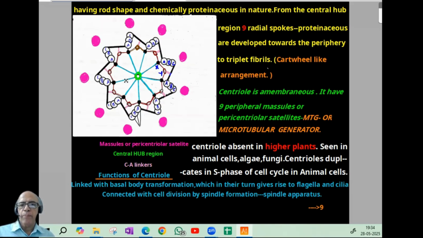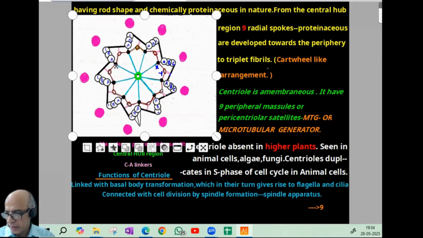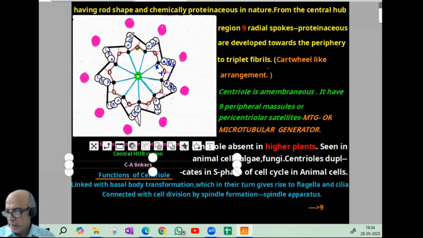Fibrils are made up of 3 subfibers. Here you can find the 3 subfibers. The term is triplet fibrils. The subfibers are labeled A, B, C. And here you can find C and A connected. These are CA linkers. So there are proteinaceous CA linkers connecting the adjacent triplet fibrils.